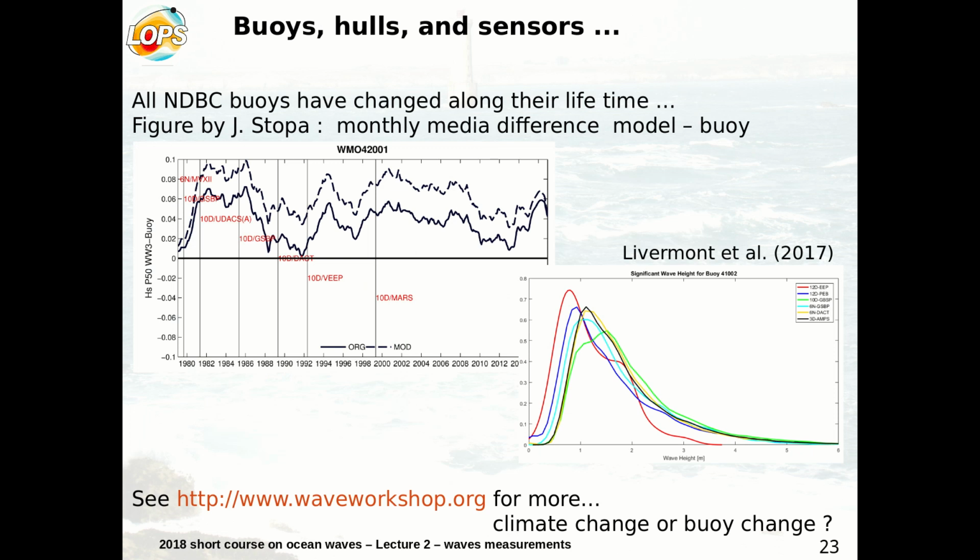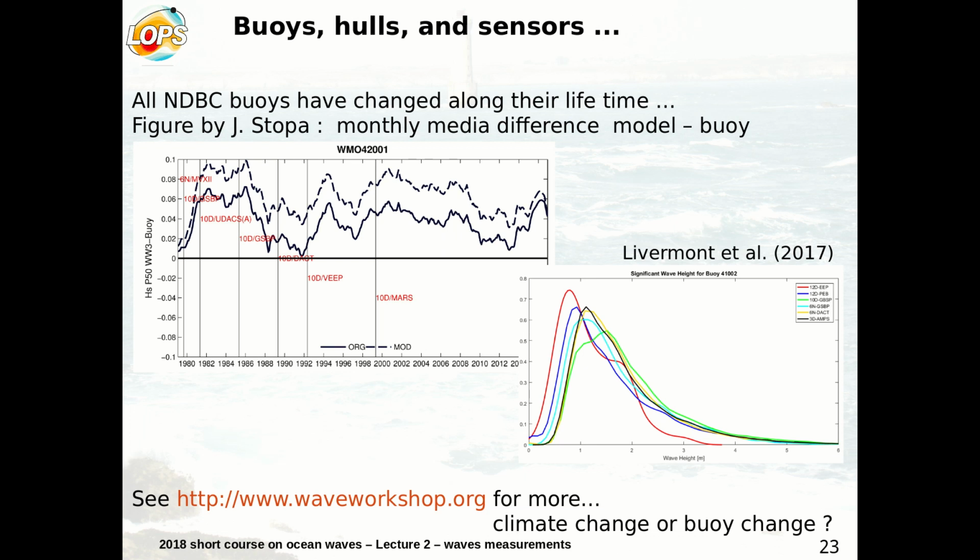And one word about climate. These two plots, this one is from a paper we're writing now with Justin Stopa, looking at long-term trends in the climate. This is using data from the NDBC buoy 42001, which is in the middle of the Gulf of Mexico, if I remember correctly, from 1980 to 2016. And this is showing the difference between the mean value of the model and the buoy.